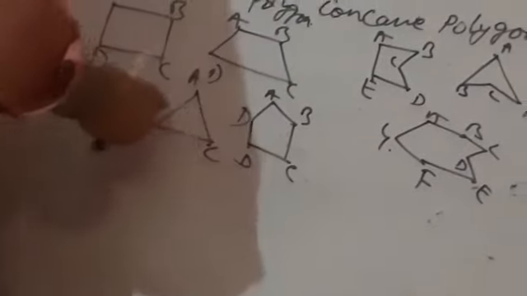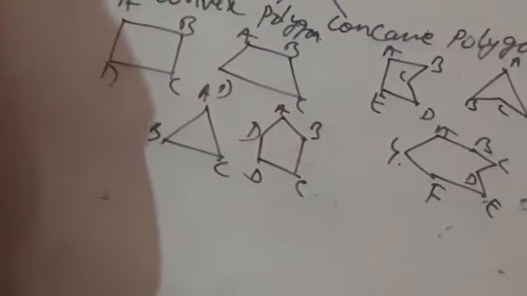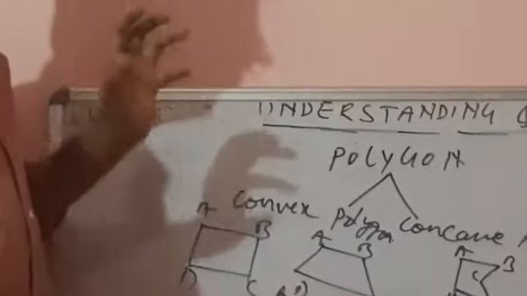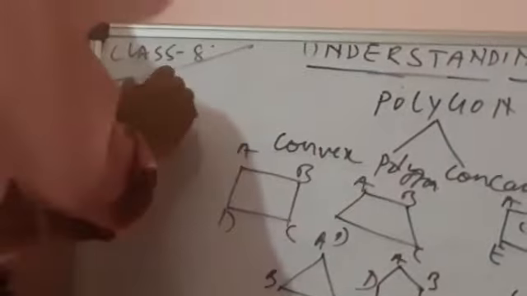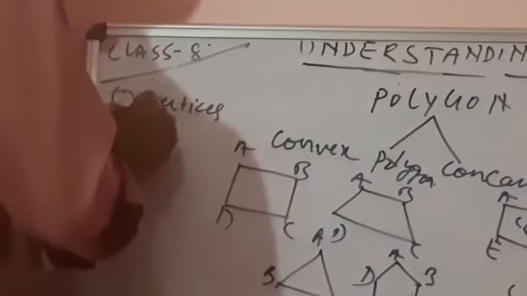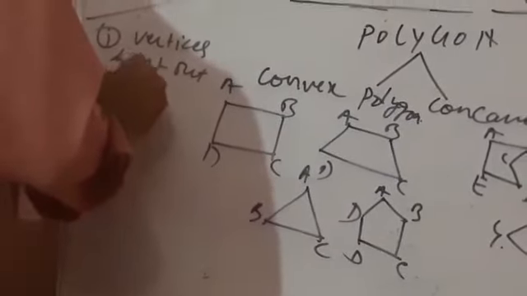In all types of convex polygon, you will see vertices pointing outside. This is the very first point you need to keep in your mind, note down and try not to forget. It will help you recognize it if somewhere it is given. So the very first is what? Vertices point outwards or externally.